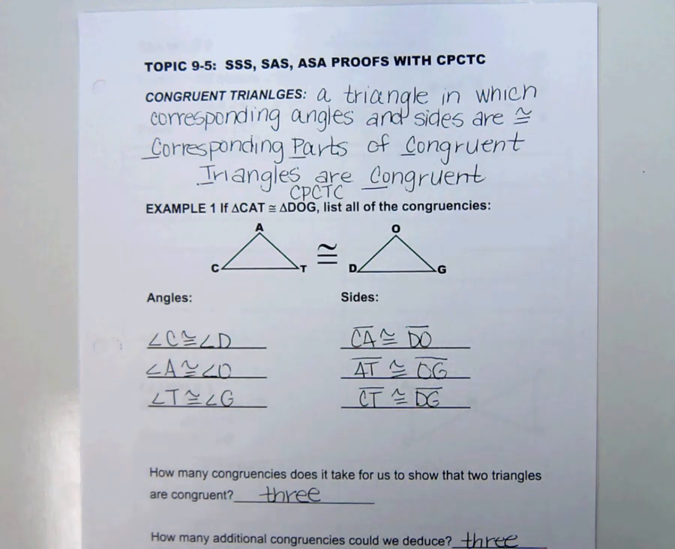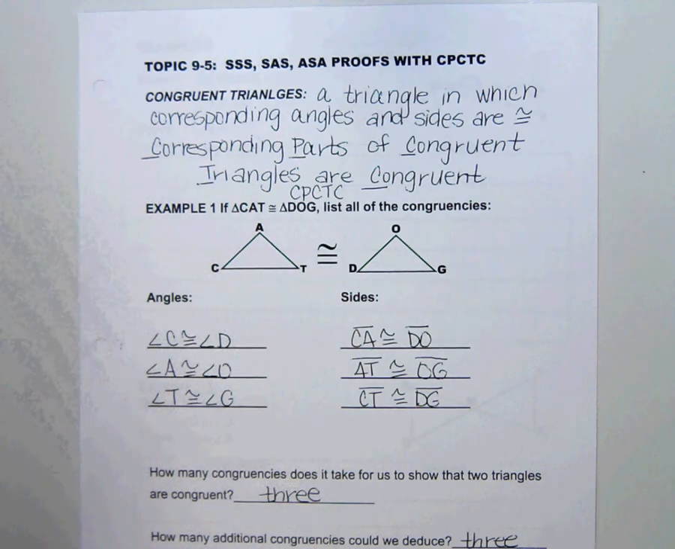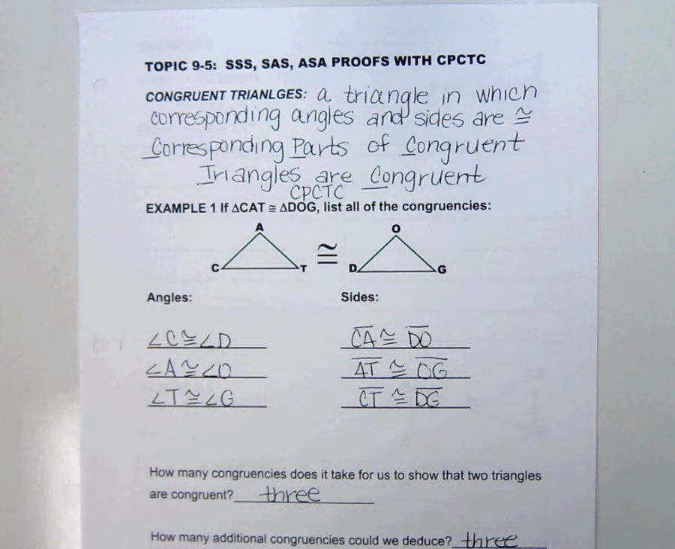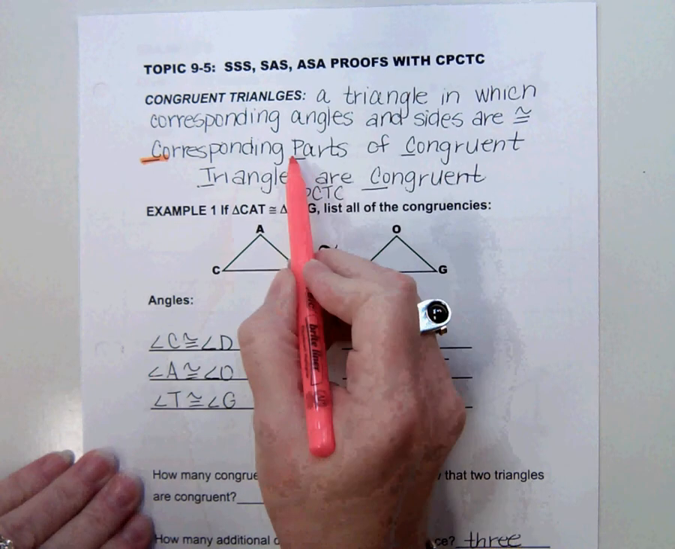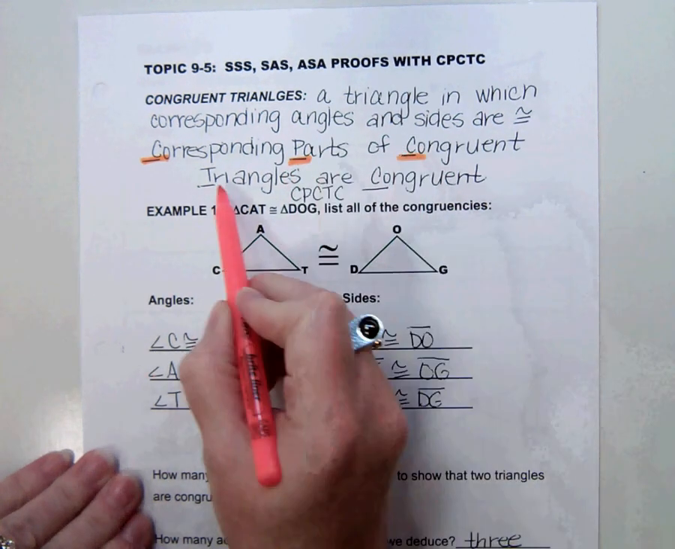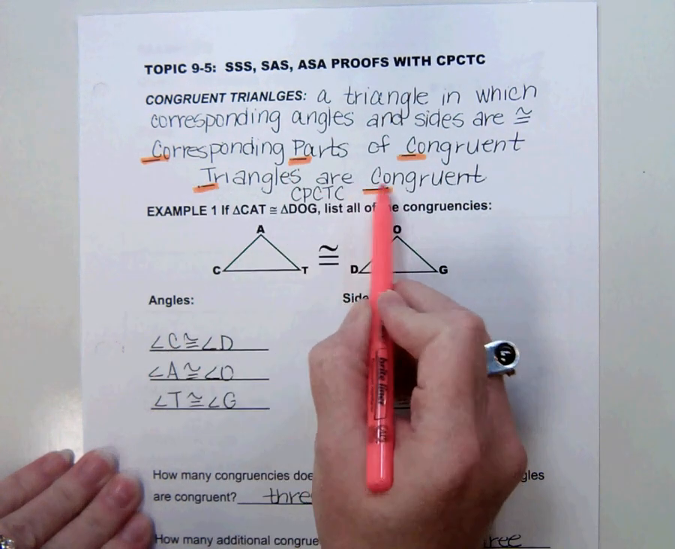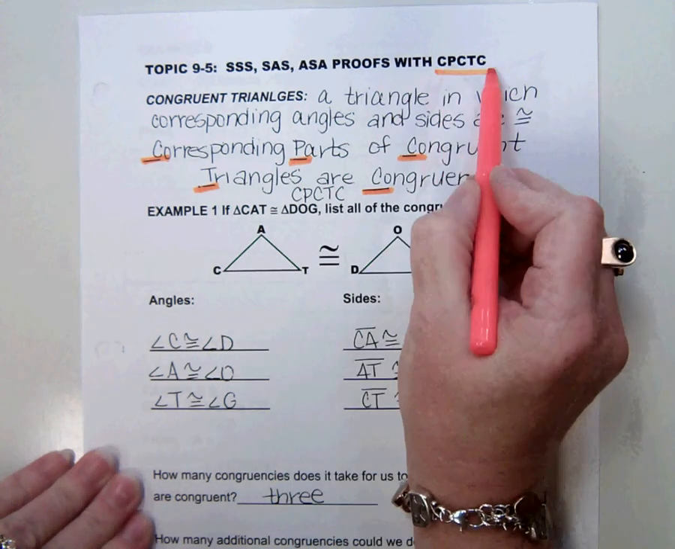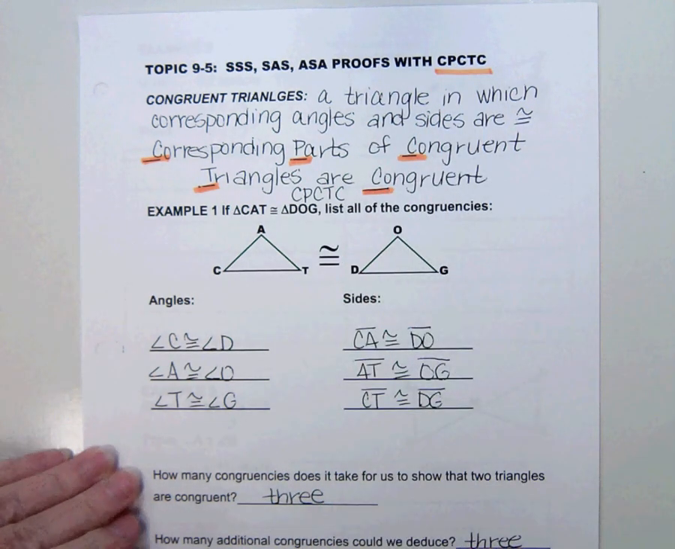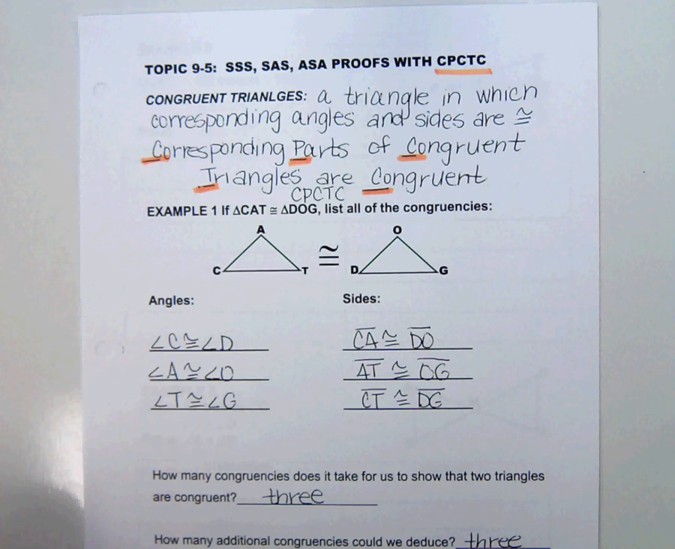So look at the definition of a congruent triangle: a triangle in which corresponding angles and sides are congruent. So the CPCTC means you're going to have, let me underline these words, the corresponding parts of congruent triangles are congruent. That's where this comes from, CPCTC. Look at the 2 triangles in example 1.